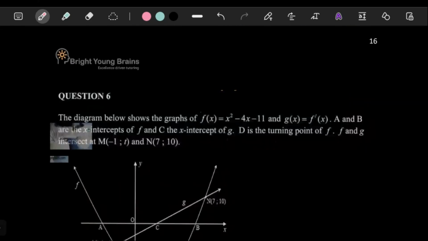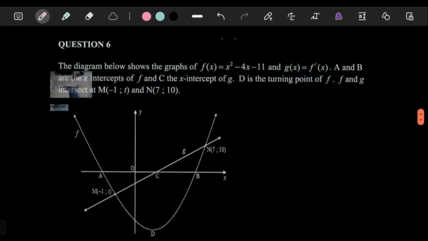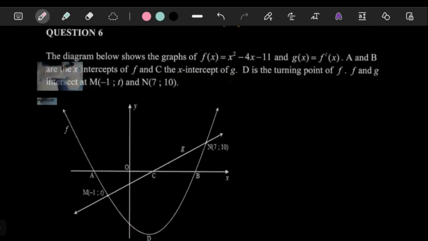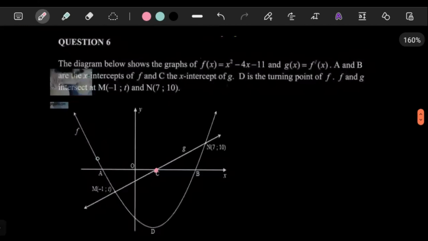Let's move on. Question number 6 says, the diagram below shows the graphs of f of x is equal to something, and g of x is equal to the first derivative of f. And then it says a and b are the x-intercepts of f, and a and c are the x-intercepts of g. So there's an x-intercept here, and then there's another for the parabola. There's an x-intercept there and an x-intercept there.